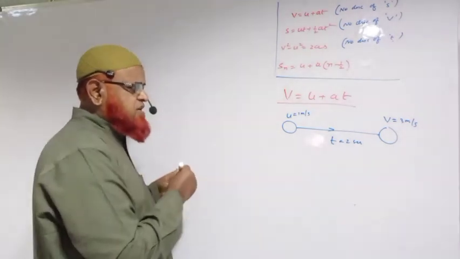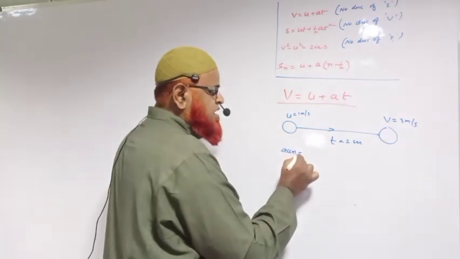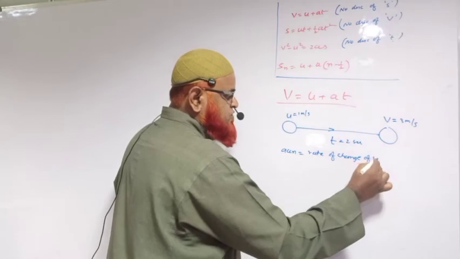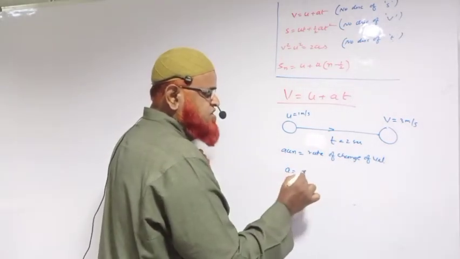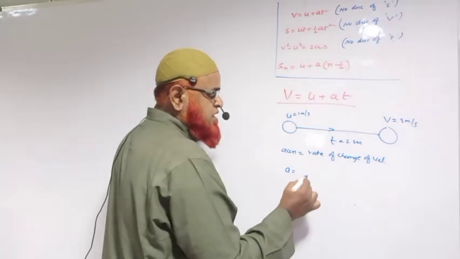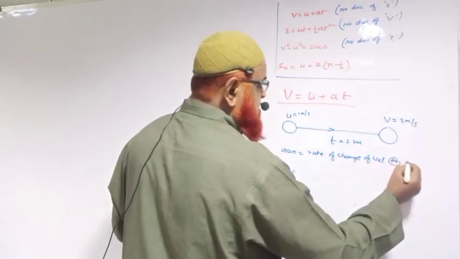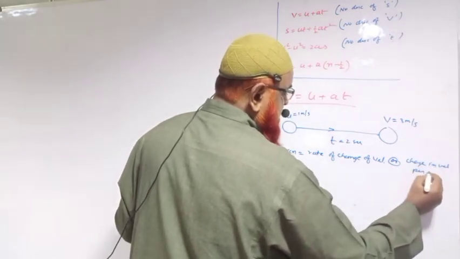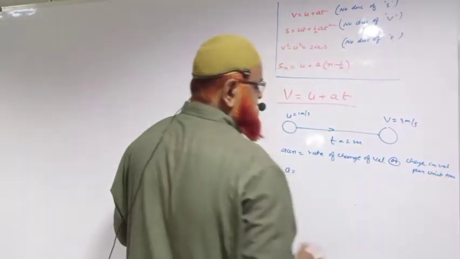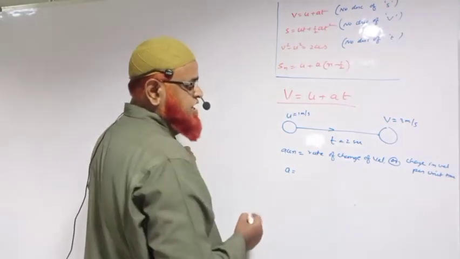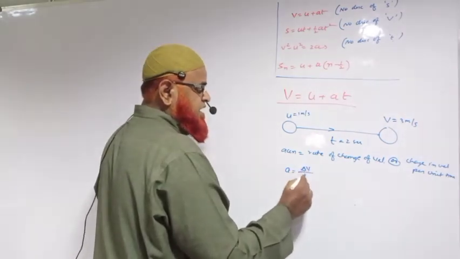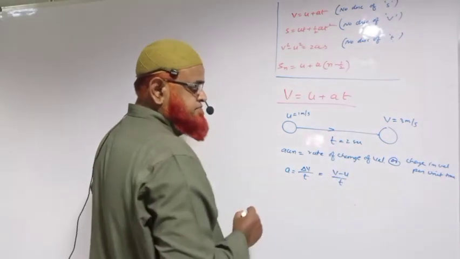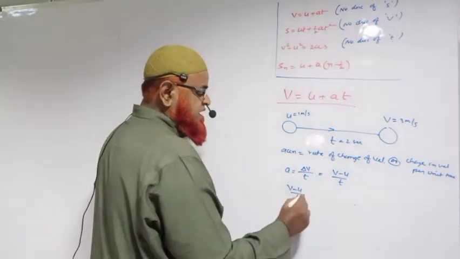What is the definition of acceleration? You all know acceleration is the rate of change of velocity. Rate of change of velocity means change in velocity per unit time. This is also a definition. So you can write this as change in velocity by time. Then you can also write this as (v − u)/t. Therefore (v − u)/t = a.